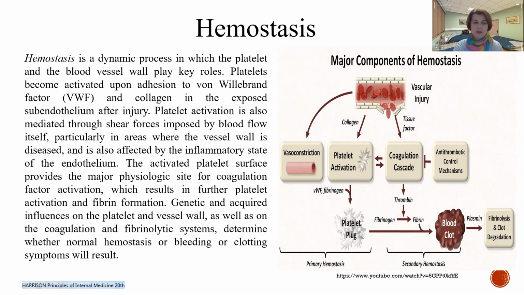The activated platelet surface provides a major physiological site for coagulation factor activation, which results in further platelet activation and fibrin formation. Genetic and acquired influences on the platelet and vessel wall, as well as on the coagulation and fibrinolytic systems, determine whether normal hemostasis or bleeding or clotting symptoms will result.